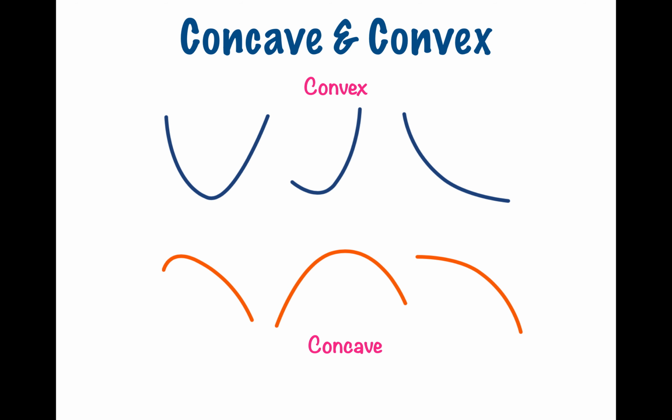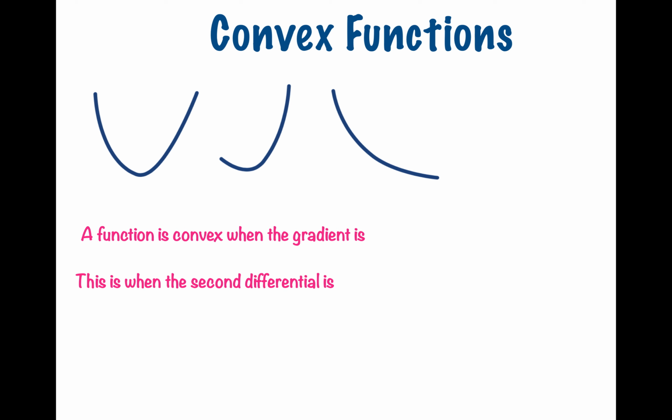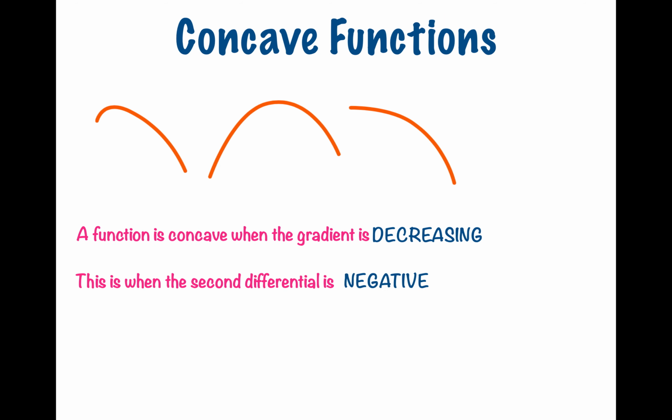Concave and convex, this is what we're talking about. Concave looks like a cave. You don't need to remember that. That's just how I remember it. So that's what the curves look like. And these are the notes that you need to fill in. So concave functions. The function is concave when the gradient is decreasing. And that means that the second differential is negative. So that's the condition for a function being concave.